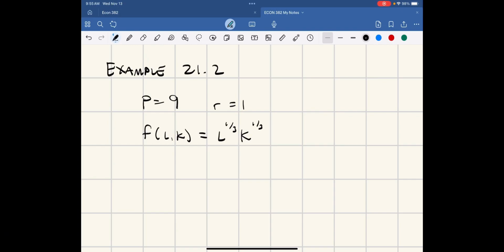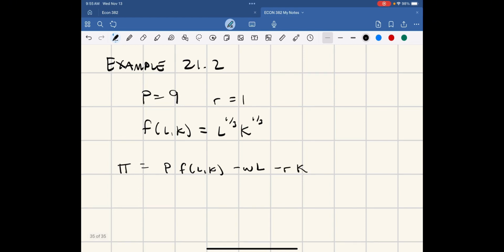Here is the setup for example 21.2. The price of our good that we're selling is $9, rent is $1, and there's our production function. Let's go ahead and write out the generic form of the profit function. This is price times output minus the cost, which is wages times labor minus rent times capital. So that's the generic form.